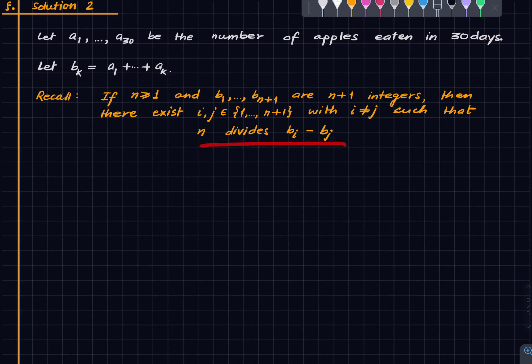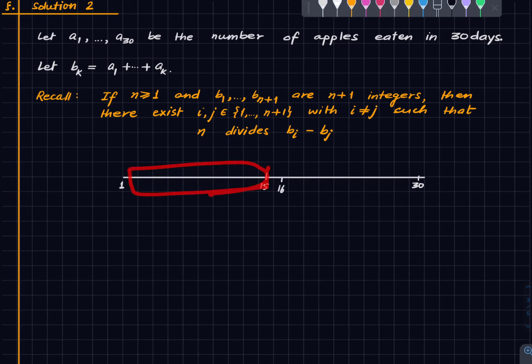Okay, so we will use this. What we will do is the following. We have this 30-day period. This is day 1, and in the middle, hopefully, this is day 15, and this is day 16, and this is day 30. Now, we have 15 numbers here, b1 up to b15, corresponding to the first half.